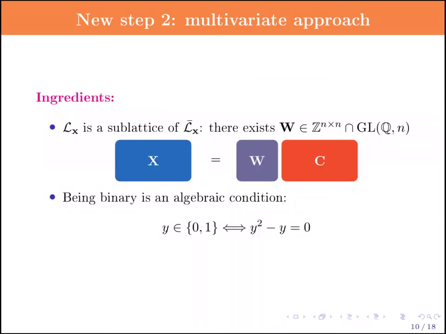Okay, let's describe now our new second step with a multivariate approach. There are two crucial observations. The first is that Lx is a full rank sublattice of its completion. Then there exists an integer invertible matrix W, such that X is equal to WC. Remember that C is the output of the first step, a basis of the completion. The second observation is that being binary is an algebraic condition. And here I mean that a number is 0 or 1 if and only if it satisfies this quadratic equation.